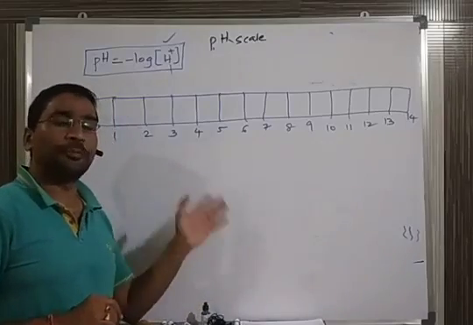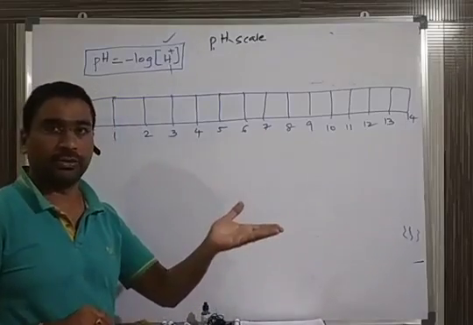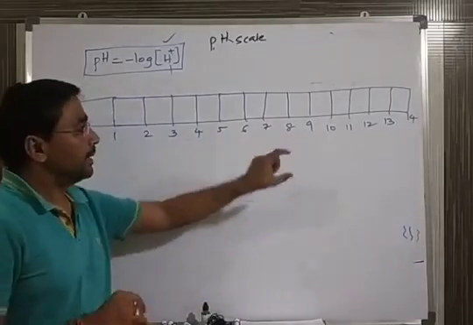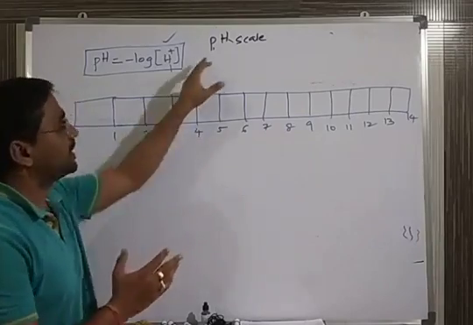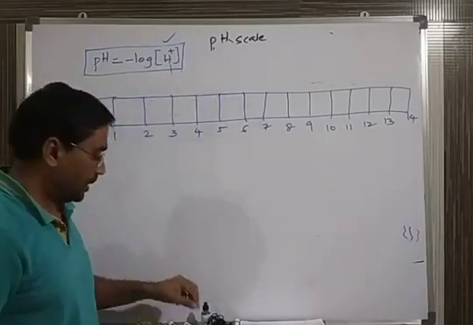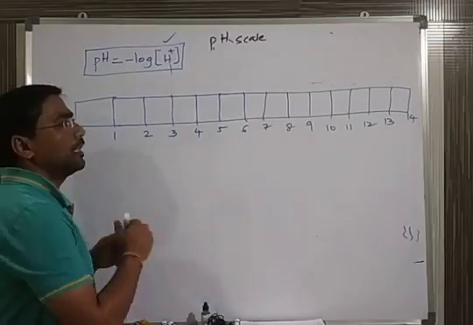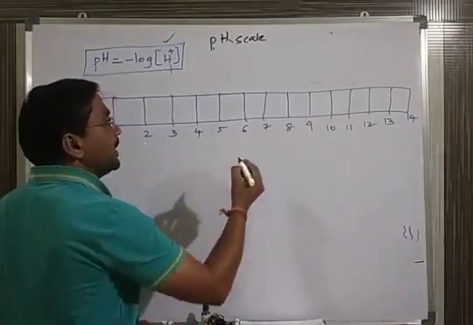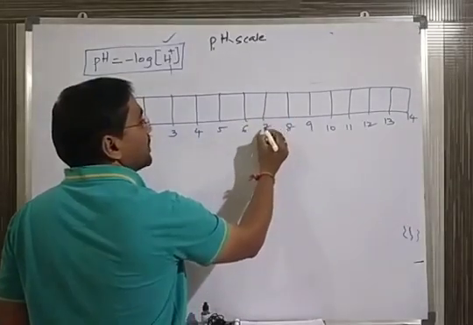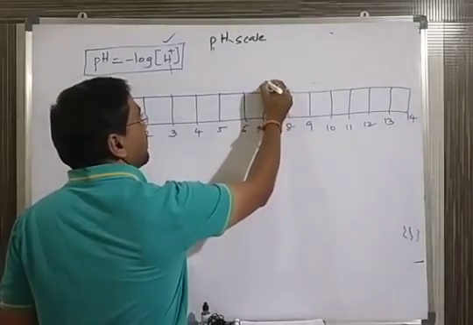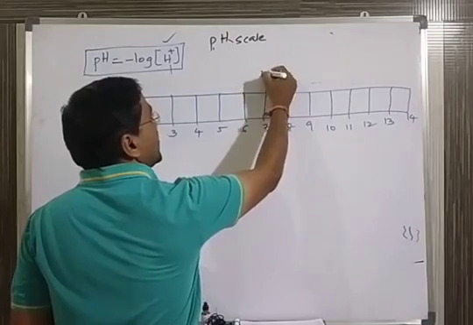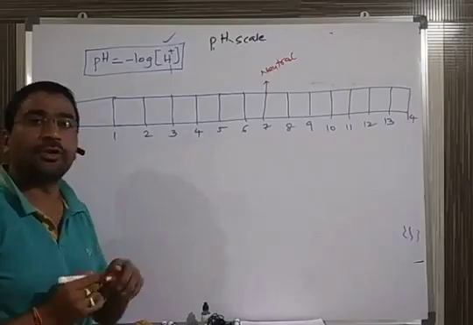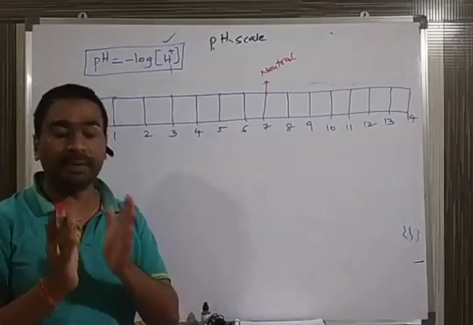Okay, children, this topic was completed in the last class only. But before we continue the topic, let us recall this pH scale in a concise way. The total pH scale has values from 0 to 14. Any substance which has the value 7 has a neutral nature, meaning that substance is neither an acid nor a base.